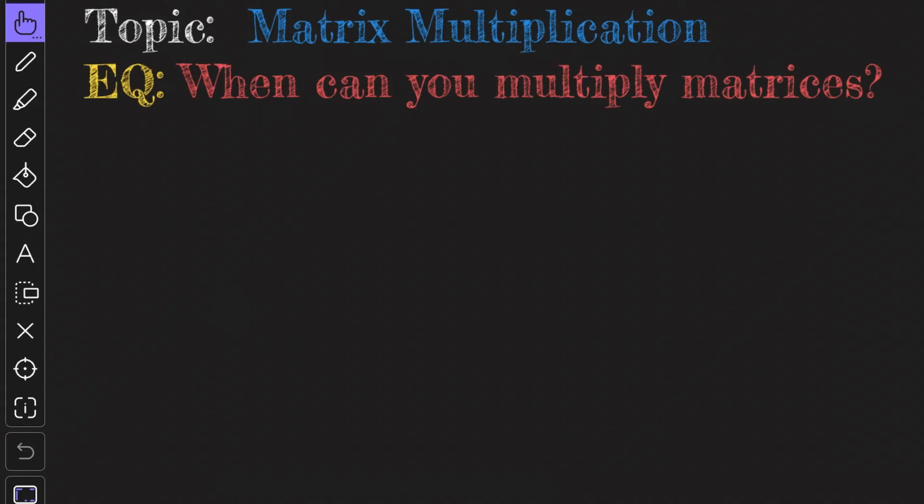Hey there. Gonna talk to you guys about matrix multiplication today. Essential question being, when can you multiply matrices? So just kind of like with matrix addition, there was a rule about when you're allowed to do matrix addition or subtraction. There is a rule for when you can do matrix multiplication, and unfortunately, it's a different rule than when you can do matrix addition or subtraction.